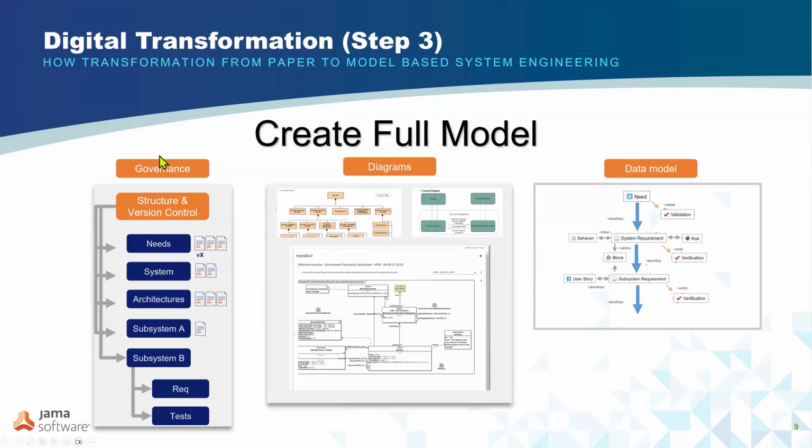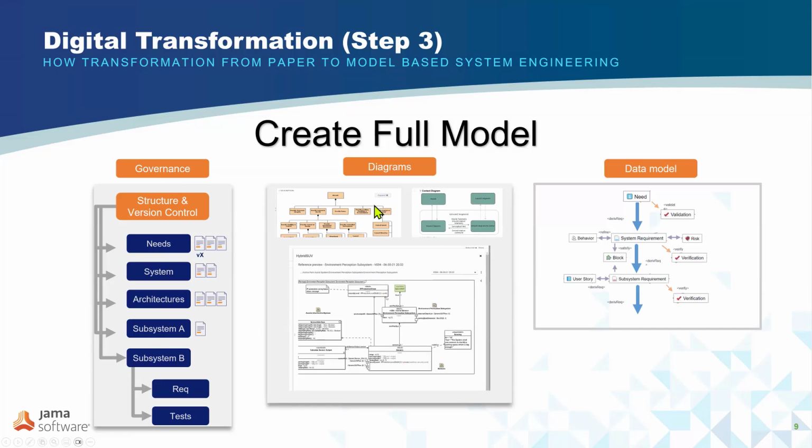And when we talk about creating a full model, it involves quite a few things. First is governance. We have to create a structure and version control on top of the data. So we would classify the data in groups and control each one of those individual items, requirements, simulations, functional definition, architectures as individual items, and version control them in a controlled system in a database framework. So we had a governance structure and control framework that needed to be defined.